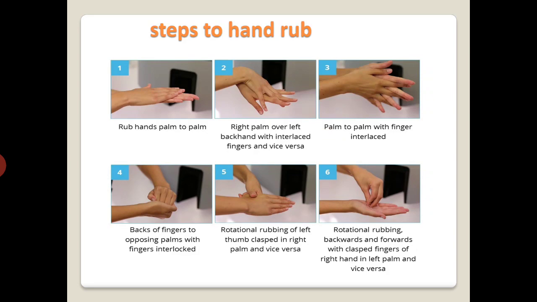And the sixth step, rotational rubbing backwards and forwards with clasped fingers of right hand in left palm and vice versa. And then let your hands dry. So this is the overall procedure for the hand rub, and it needs 20 to 30 seconds, and each step has to be carried out 3 to 5 times.